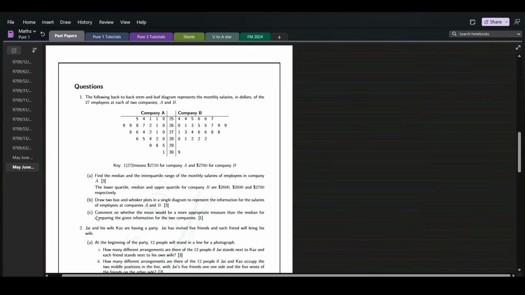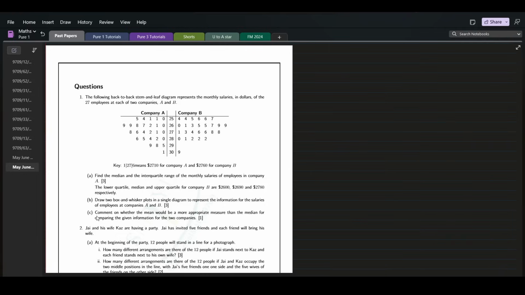Number 1. The following back-to-back stem and leaf diagram represents the monthly salaries in dollars of 27 employees at each of two companies, A and B. Part A says find the median and the interquartile range of the monthly salaries of employees in company A.